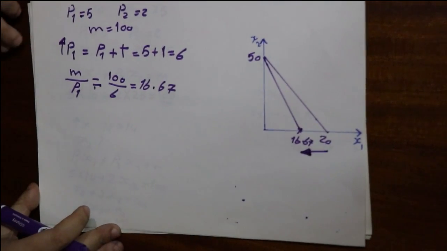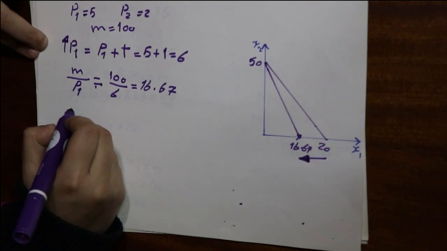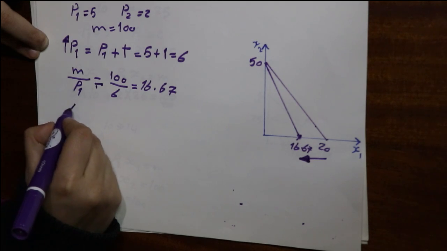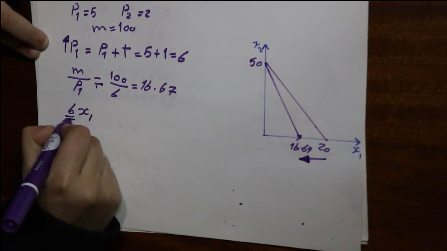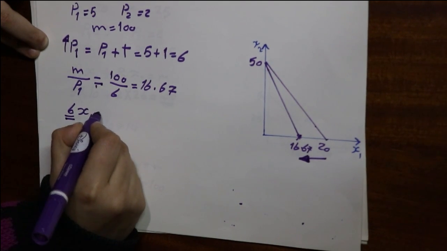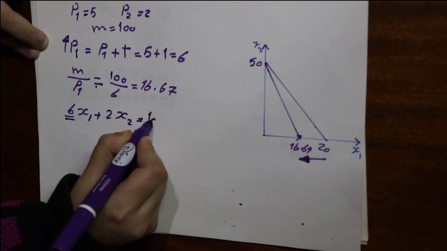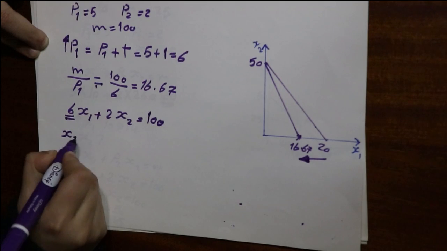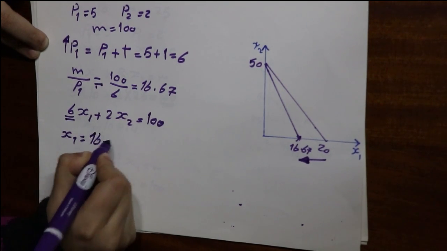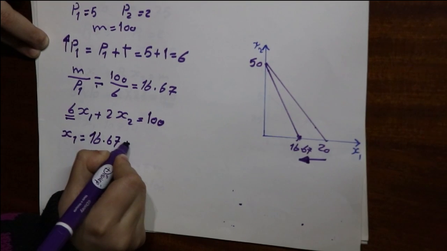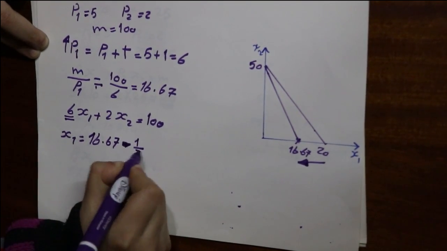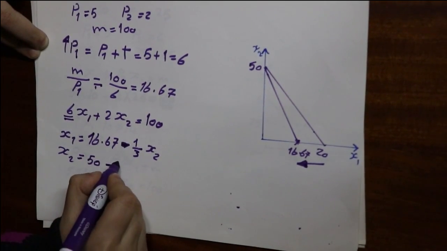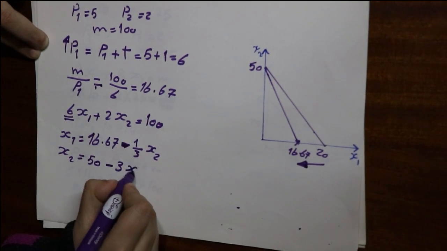Now we derive the budget constraint equation, which will be 6x1, where 6 is the new price of x1, plus 2x2 equals 100, and derive the two equations of the budget line. x1 equals 16.67, the intercept, minus 1 over 3 x2, the slope. x2 will equal 50, the intercept of x2, minus 3 x1, where 3 is the slope of x2.